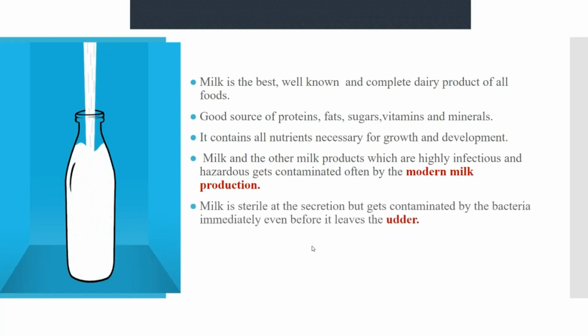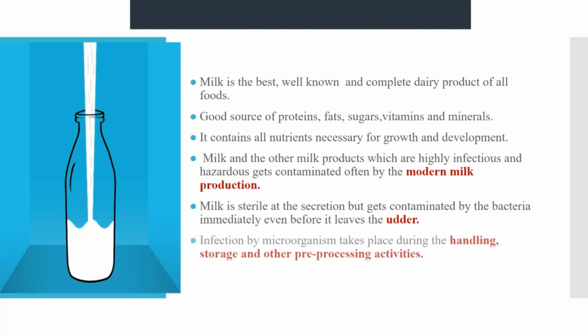Milk and other milk products like buttermilk, cheese, ghee, etc. are highly infectious and get easily contaminated by microorganisms in modern milk production, where gallons and gallons of milk are being processed. Milk is basically a sterile secretion, but it gets easily contaminated once it leaves the udder. The infection of the milk happens through poor handling, storage, and pre-processing activities.